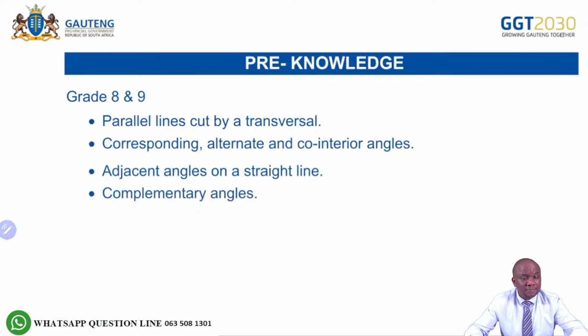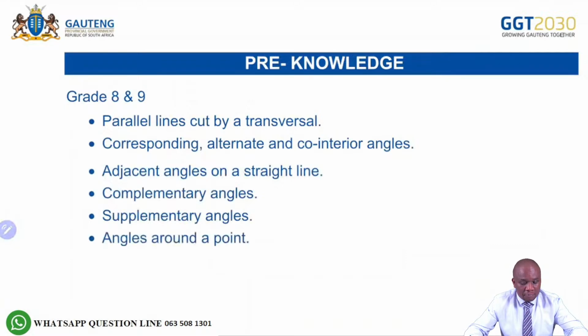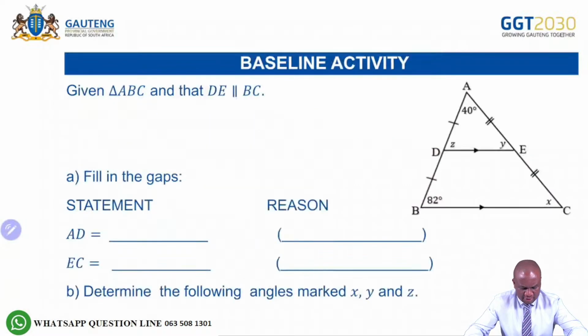Complementary angles, I've done those. Supplementary angles, complementary angles, remember, add up to 90 degrees. Supplementary angles add up to 180 degrees. Angles around a point, vertically opposite angles. Basically, we've done geometry of what? Of straight lines, the intersecting lines and parallel lines.